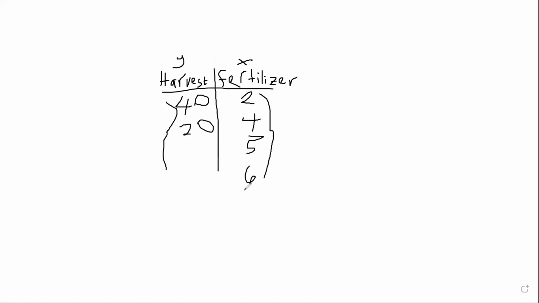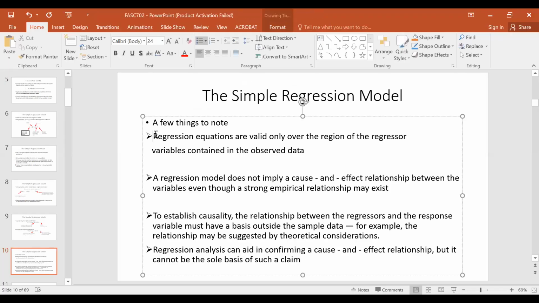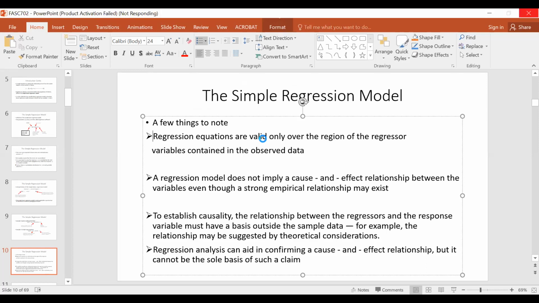But if you say 20, 21, none of my data points actually went that far. So I am unable to make predictions. Your regression is valid only in the range of the regressor variable. That is it. Regression equations are valid only over the region of the regressor. So don't make misleading predictions.